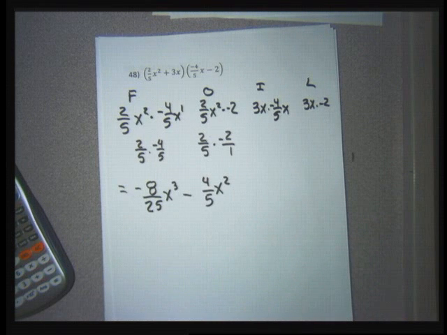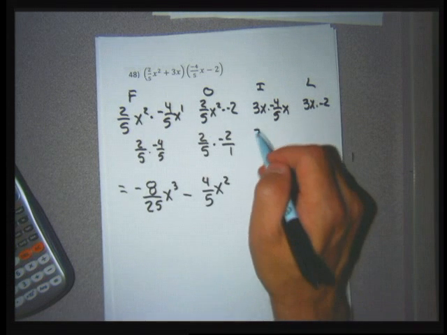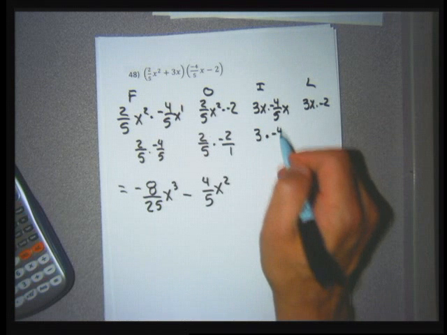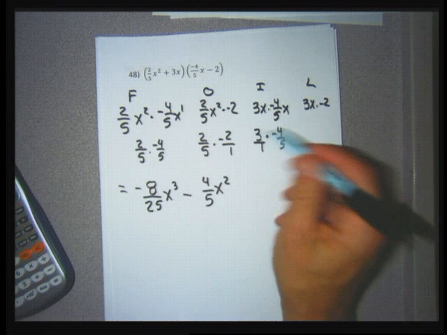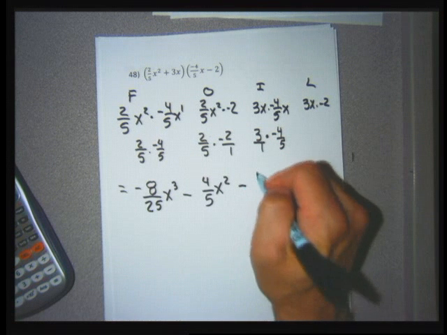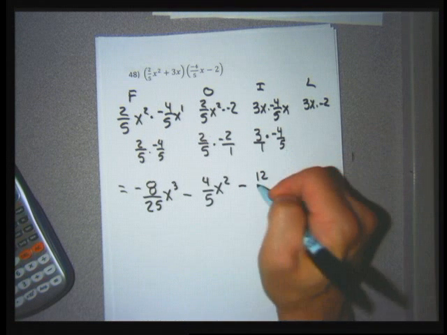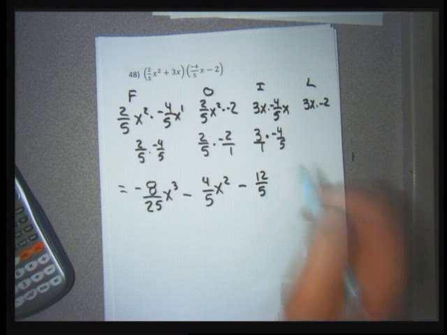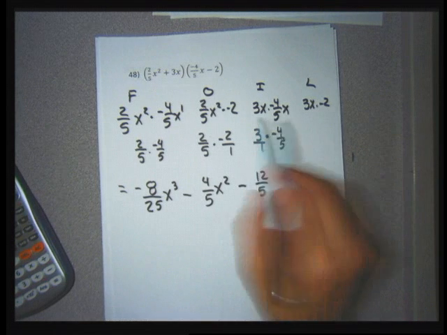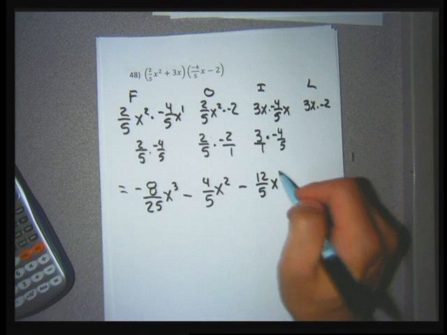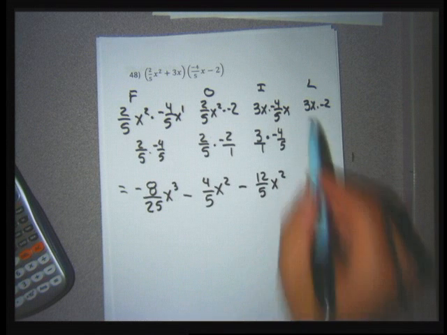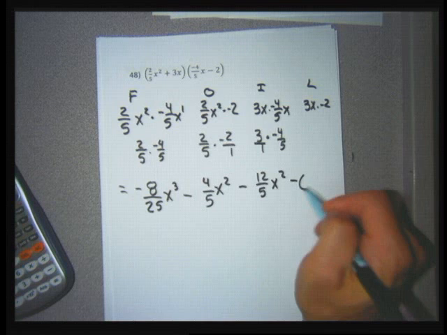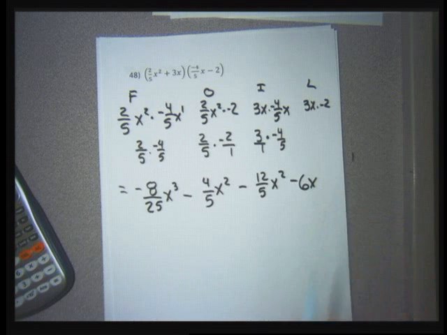The fraction part of the inners, I need to multiply 3 times negative 4/5. I'm going to write the 3 over 1 and go 3 times negative 4 is negative 12. 1 times 5 is 5. And then the x times x is going to give me an x squared. The last, I'm going to multiply 3 times negative 2 and get negative 6 and leave the x alone.